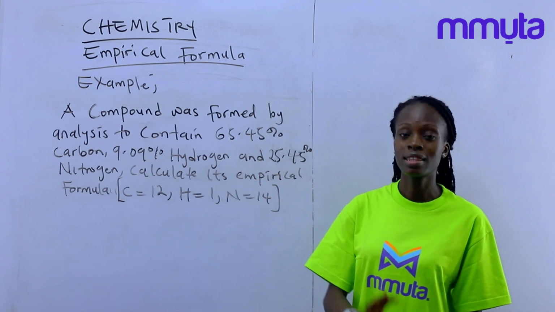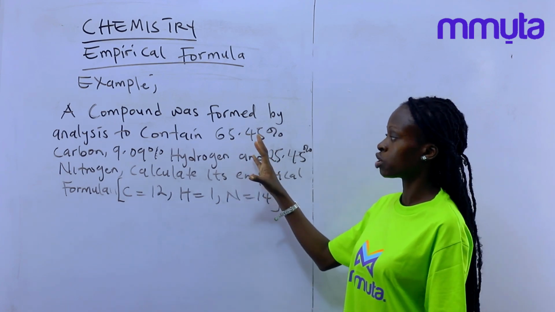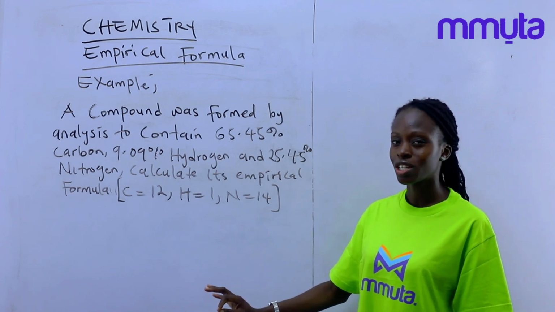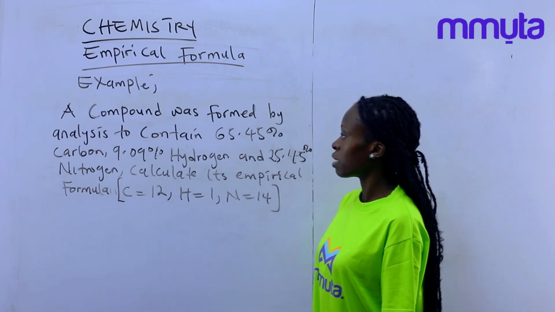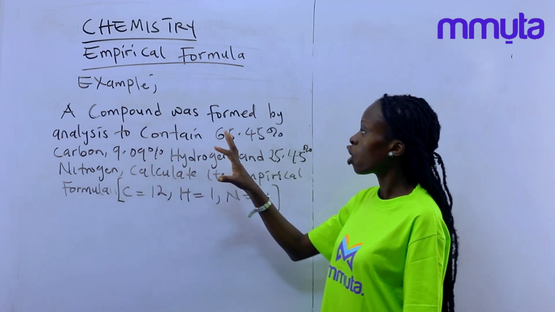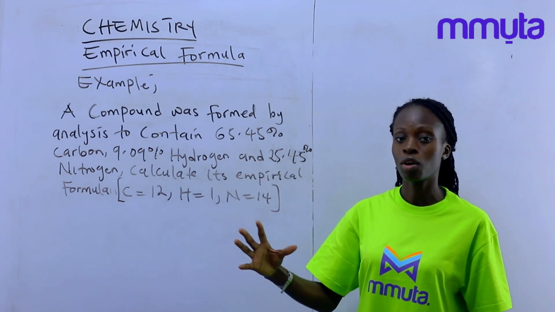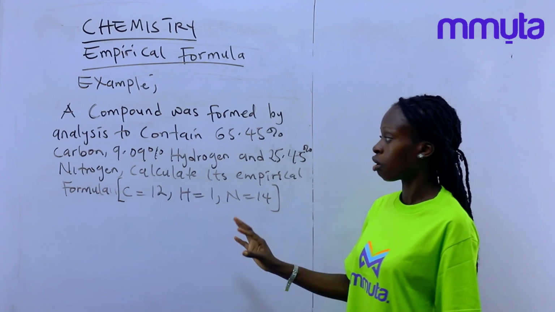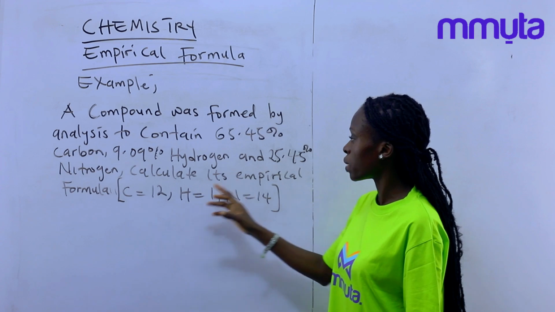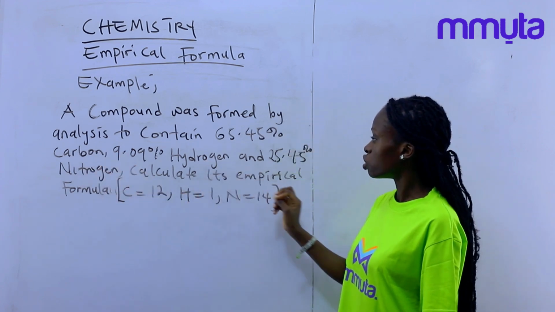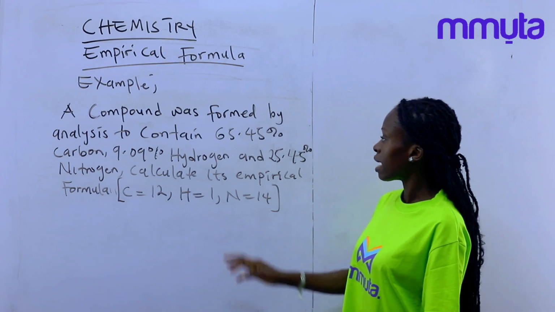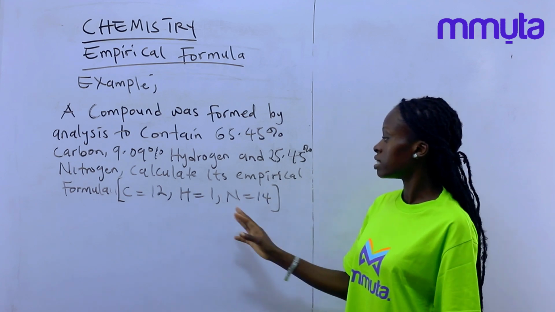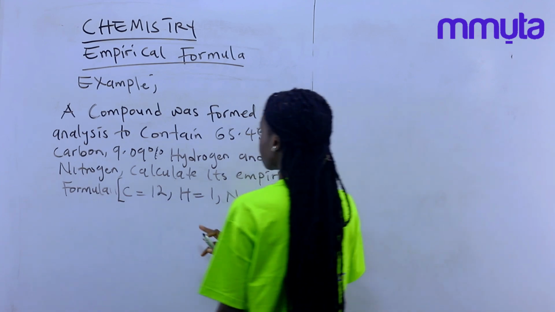The first thing you need to understand when faced with a question like this is to identify the relative atomic mass of each element in this compound. This is the compound. A compound, as we know, is made up of elements. You also need to identify the various elements that make up the compound. Now, we have three elements: carbon, hydrogen, and nitrogen. They all have a percentage, and we now have our relative atomic mass.